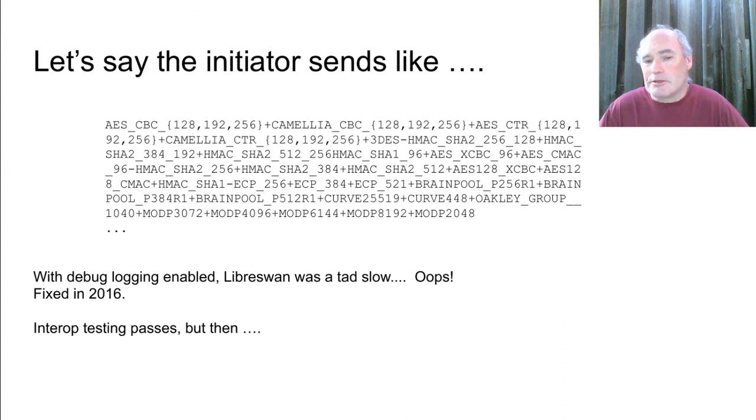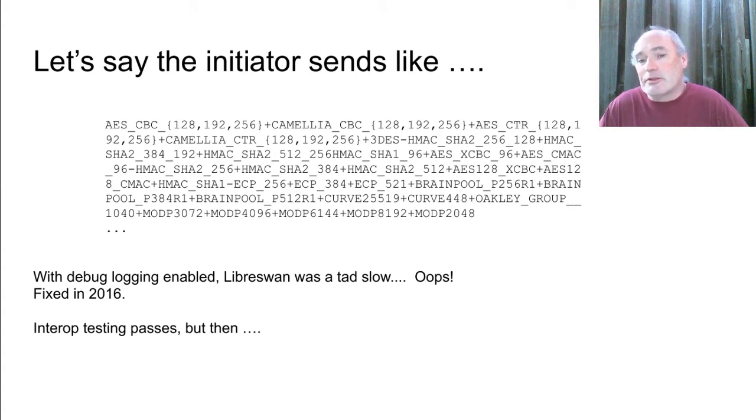This is AES-CBC and a lot of other stuff. I don't even know how many, didn't even try and count how many different ways you can expand this. That's a lot of combinations. Funny enough, Libreswan being very old and for years and years only having to deal with 5 algorithms, after all that was in IKEv1, didn't handle that so well. It was a tad slow. If you turn debug logging on, it was a bit slow wading its way through. Oops. Well, fixed in 2016.